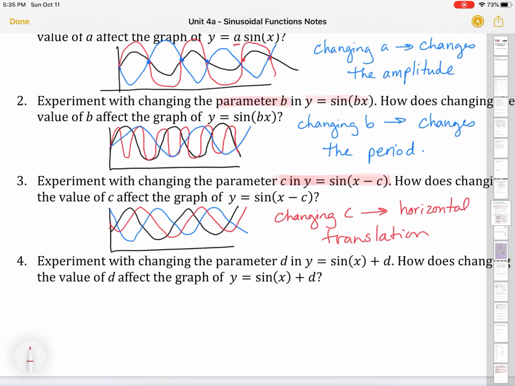Okay, interesting. Very hard to get it back to 0.